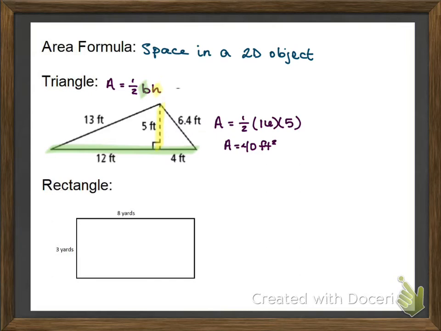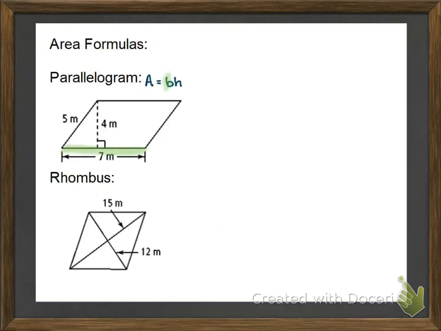Now the area for our rectangle is length times width. So for this one, it would be 3 times 8. So in our rectangle example, the area is 24 yards squared. Next, we're looking at a parallelogram. Our parallelogram formula is base times height. Again, that height is from the vertex straight down to our base. In this question, the 5 is not something that we need to use. So our area is 4 times 7, which is 28 meters squared.